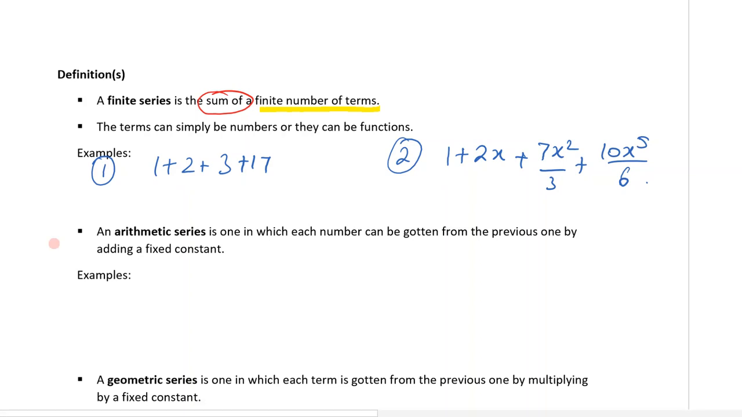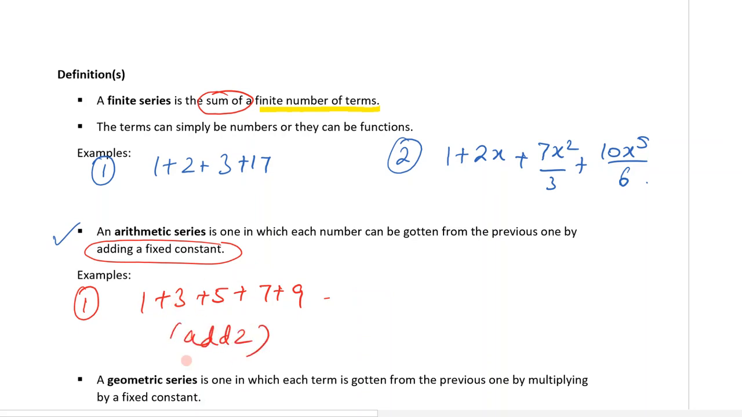So next we have arithmetic series. An arithmetic series is one in which each number can be obtained from the previous one by adding a fixed constant. For example, 1 plus 3 plus 5 plus 7 plus 9. Here, to each previous term we add 2 and we get the next term. So 1 plus 2 is 3, 3 plus 2 is 5. So we add 2 to get each subsequent term.